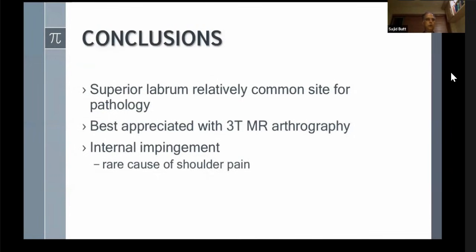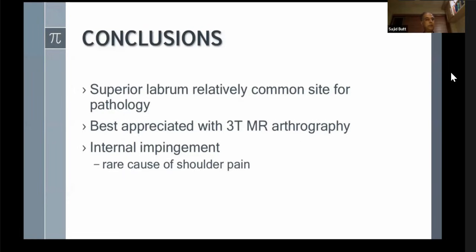So I've told you how the superior labrum is normally different in different patients, and it's a site of an injury, which is called the SLAP tear. Best appreciated with good quality 3T MR arthrography. 1.5 MR arthrography is also good, provided you do it correctly. The correct amount of liquid is injected, there are no artifacts, the patient keeps still, and when you want to, you can do ABER imaging.